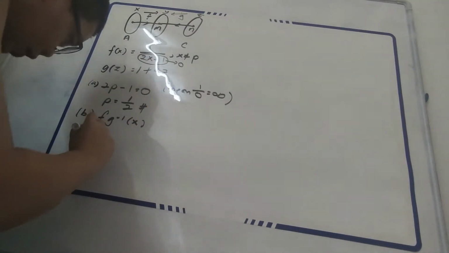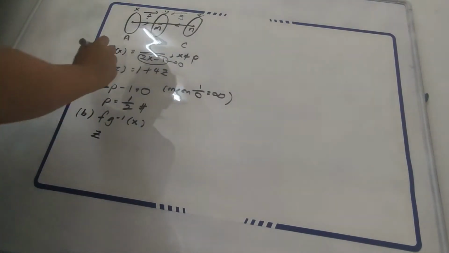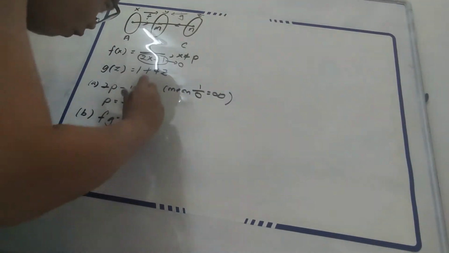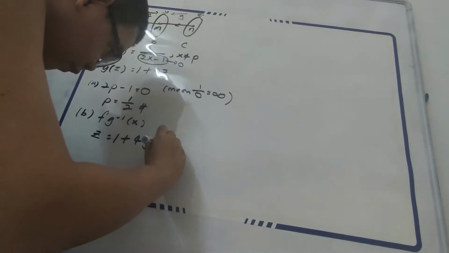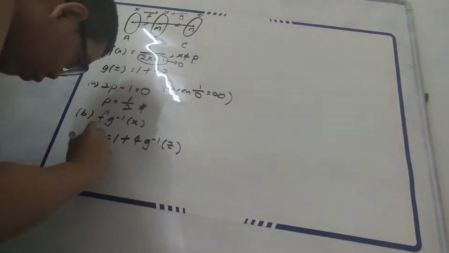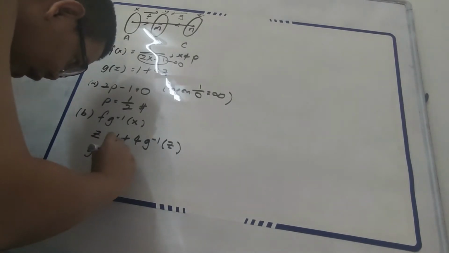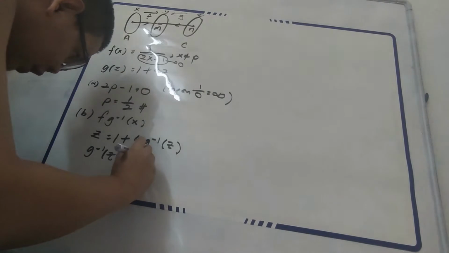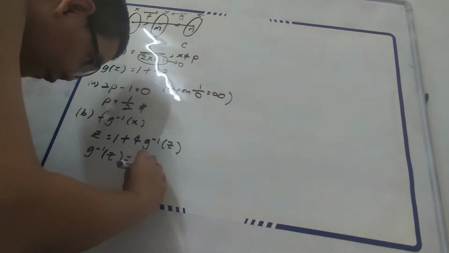So still the same. You make g(z) become z, variable z, and then 1 plus 4z. The z here become inverse function g with the variable z. So the answer for g minus 1 of z is equal to z minus 1 divided by 4.